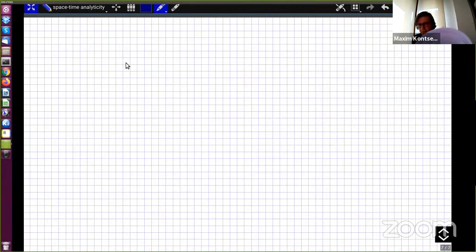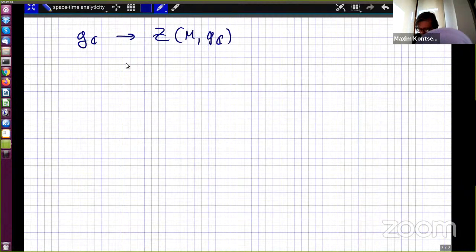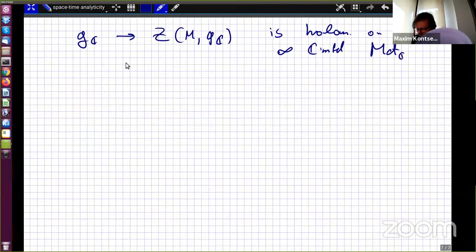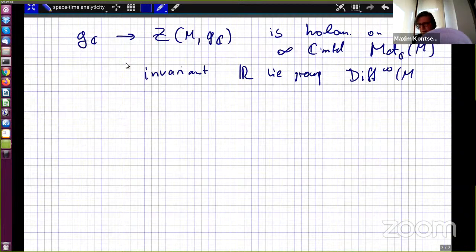So what do we have? We have a map from GC to the partition function of M, and it is a holomorphic function on the infinite dimensional complex manifold of complex metrics on M, and invariant under the action of the infinite dimensional real Lie group of diffeomorphisms of M. Then I claim that it is invariant under the action of the complexification of this group.